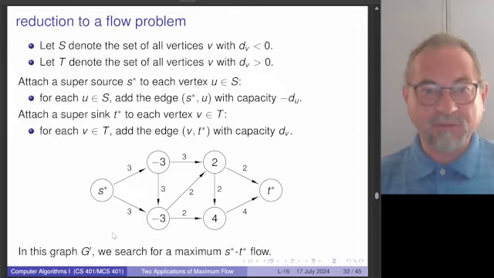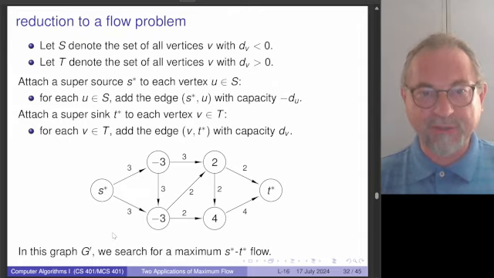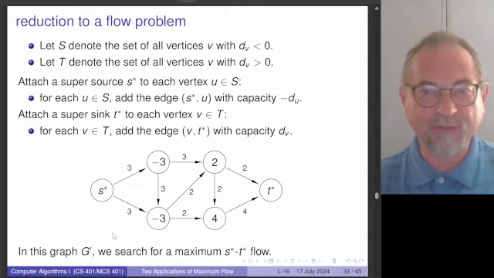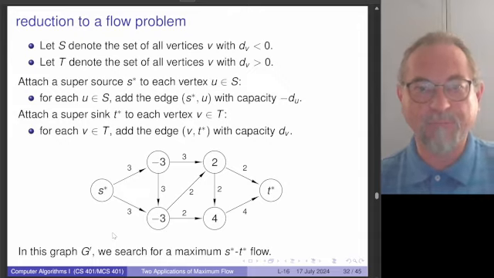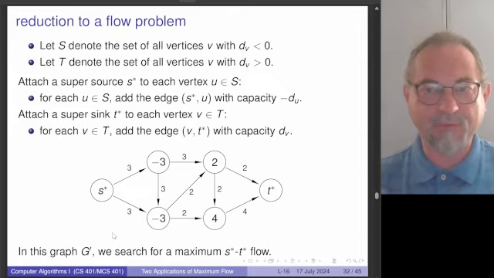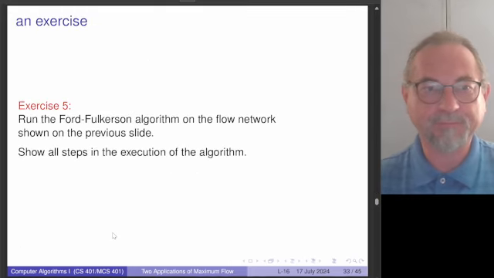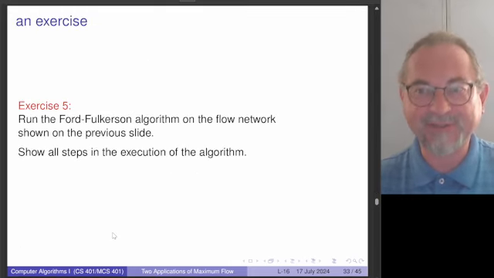Now the problem can be reduced, and that will actually be the main task. We can reduce the feasibility problem to a flow problem. So we have our maximum flow algorithm, the Ford-Fulkerson algorithm, that will compute a maximum flow. And that's actually the last exercise of this lecture: run the Ford-Fulkerson algorithm on this flow network.